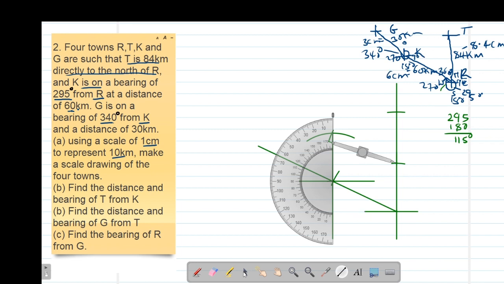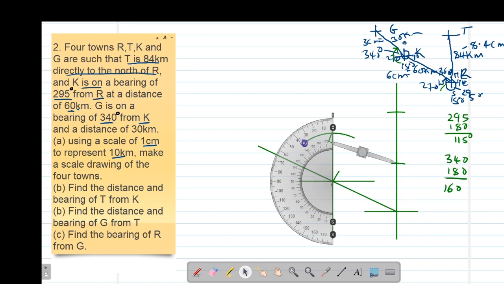Then from point K, there's an angle that we need to measure. From point K, we need 340 degrees. So again, I need to determine from 340 what angle is remaining. So I'll take 340 degrees. Then I subtract 180, so that I find the remaining angle here to this line. So 340 minus 180, you are going to get 160 degrees. So the difference here is 160 degrees. So I need to measure 160 degrees.